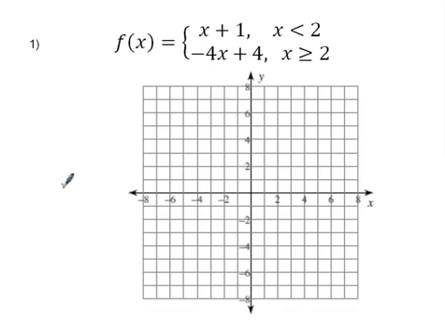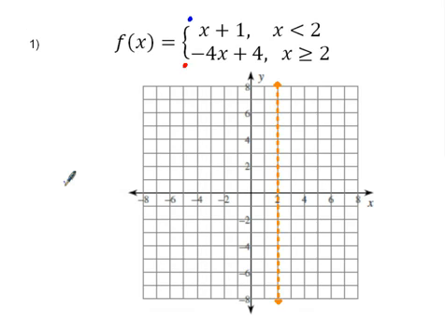So let's look at the function. We have f of x is equal to x plus 1 when my x values are less than 2, and negative 4x plus 4 when my x values are greater than or equal to 2. What I would suggest doing is drawing a dotted line at x equals 2. This is going to be the cutoff point, or the restrictions, for each function.